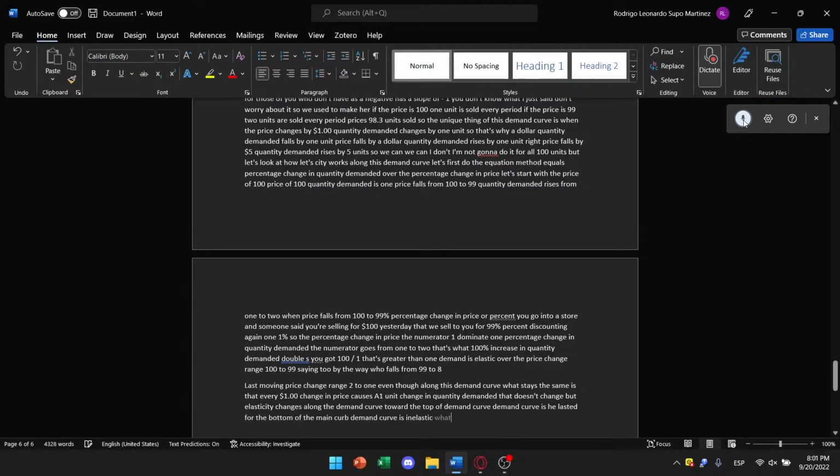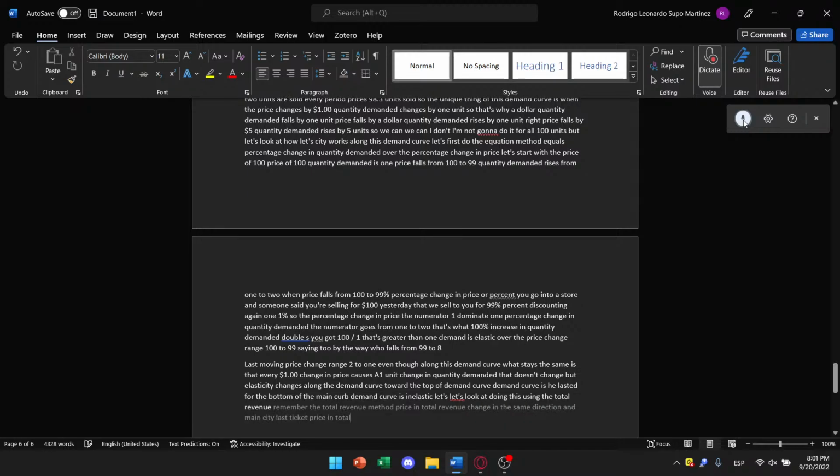Let's do this using the total revenue method. Remember the total revenue method. If price and total revenue change in the same direction, demand is inelastic. If price and total revenue change in the opposite direction, demand is elastic. Price is 100. 1 unit is being sold. Its total revenue is 100. So 1 unit, you get $100 for it. Total revenue is $100. Pretty easy.